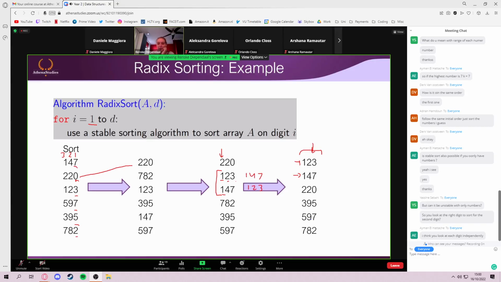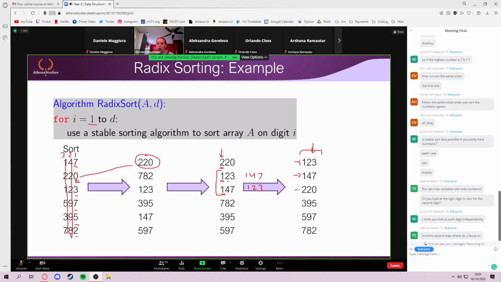Yeah, exactly. You look at each digit independently. So for the first row, I could pretty much ignore this part. I just need to know the entire number to put it over here. But you really only sort it based on this. So over here, we're focusing only on the third digits. So we first see 1 and 1, so we get 123 and 147. And then we see a 2 over here, which is the next lowest. So you put down 220.